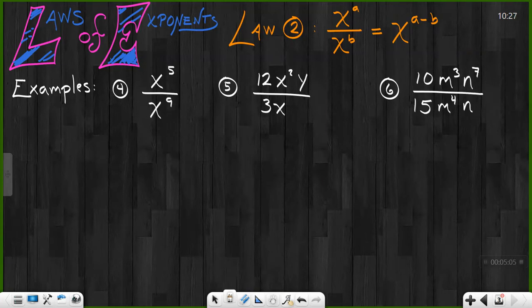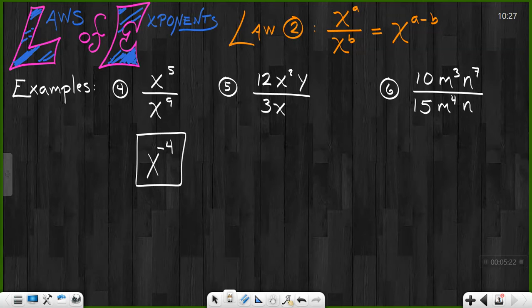What do you do in this next one here? Take a look. Try it. All right, well, in this case here, again, keep the base. But 5 minus 9 is negative 4. Negative 4 is allowed. We'll talk about what a negative exponent means when we get to law 5. Let's take a look at the next one.